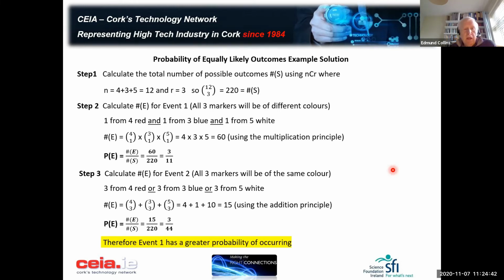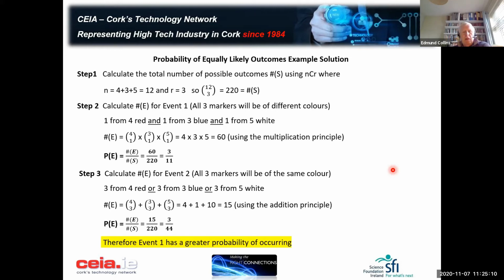So it's quite easy then to calculate the probability of that event: #E over #S. So that's 60 over 220. Normally we simplify this if we can, so we bring it down to 3 over 11. And again, just checking, it's less than 1. It's not negative, so it looks good from that point of view. So 3 over 11 for the first event.